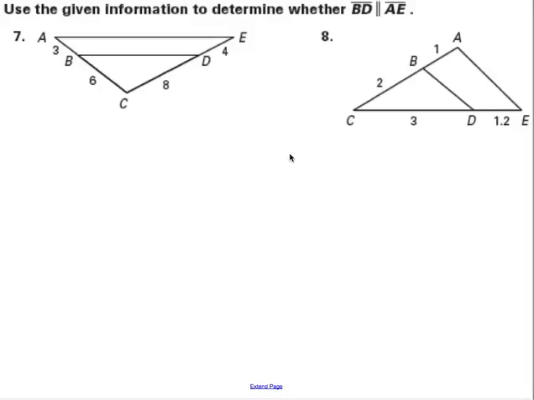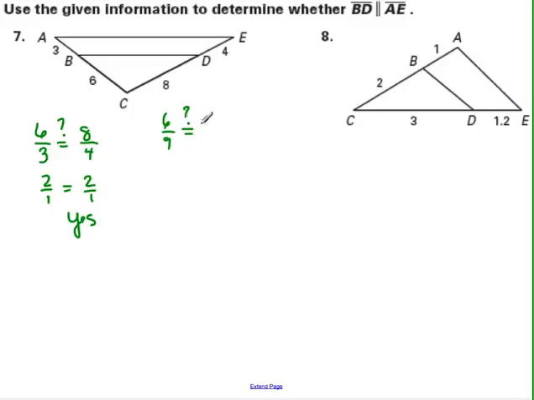Use the given information to determine if these 2 guys are parallel. So in order to prove these guys are parallel, what we really need to look at is if this ratio is consistent. So what I'll do is I'll say 6 over 3, and I'm asking, does that equal 8 over 4? Well, since both these ratios are 2 over 1, since this ratio is the same, I can say yes. Similarly, I could also say, 6 over 9, does that equal 8 over 12?